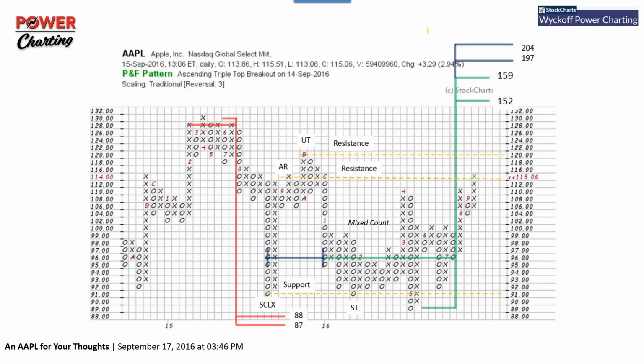So again, daily data, we always use daily data. 3-box reversal. 3-box reversal is like a weekly chart. 1-box reversal is like a swing trading chart.